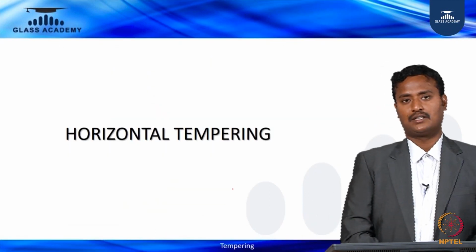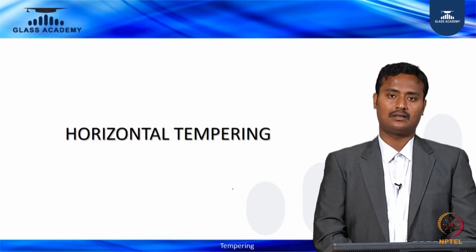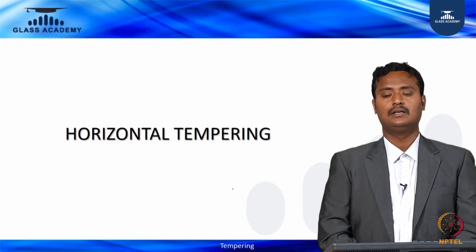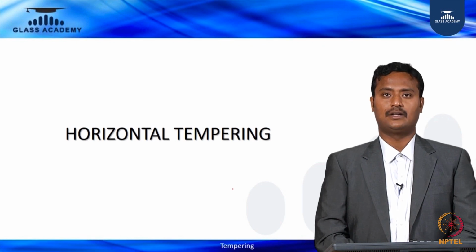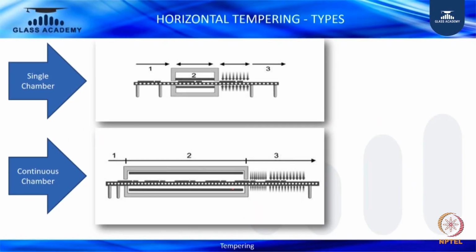So let's move on to horizontal tempering. This is vital and widely used in the glass industry. All glass processors have a horizontal tempering machine. Let's look at the two differences between these horizontal tempering types. One is a single chamber, the other is a continuous chamber.